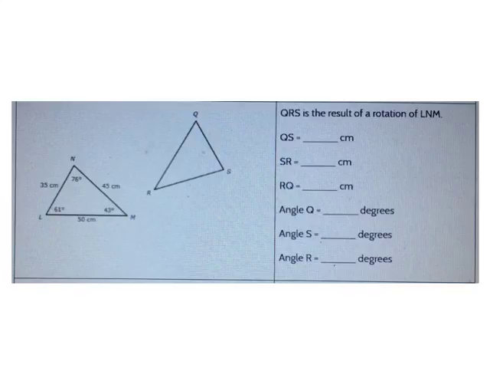If R corresponds to M, then R is worth how many degrees? R is 43 degrees. If N corresponds to S, then how many degrees is angle S? It's 76 degrees. If Q corresponds to L, how many degrees is angle Q? It's 61 degrees.